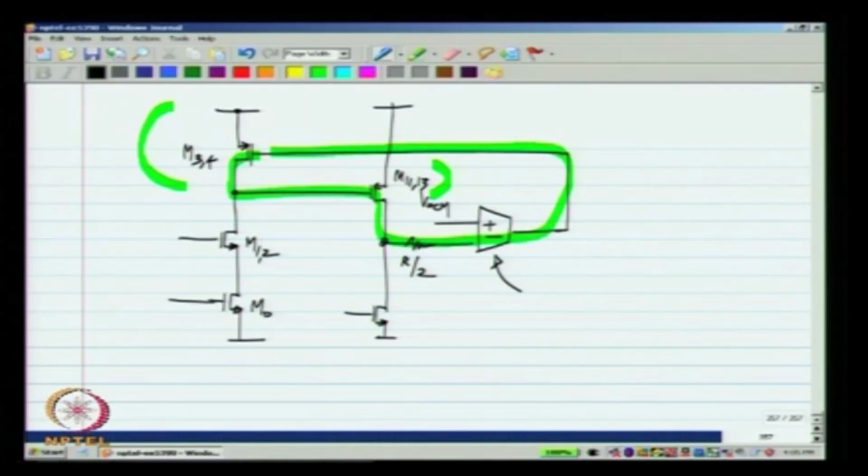Now, this looks like a 3 stage op amp, and you know that a 3 stage op amp needs 2 integrating capacitors. So, it is a more complicated thing to stabilize a 3 stage op amp compared to a 2 stage op amp. So, we would not like to get into that complication. So, usually what is done is to use not an op amp in this place, but a low gain amplifier.